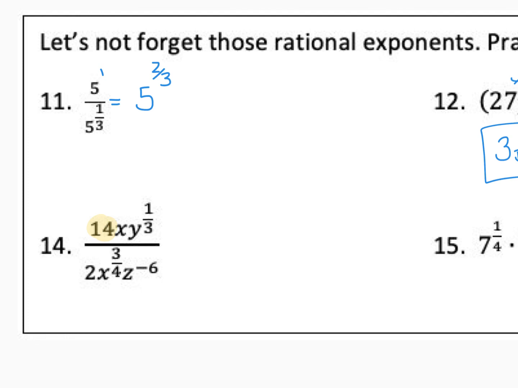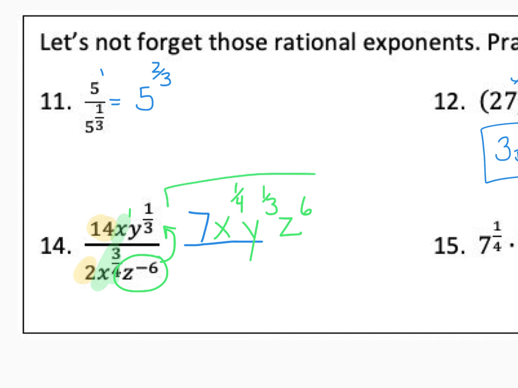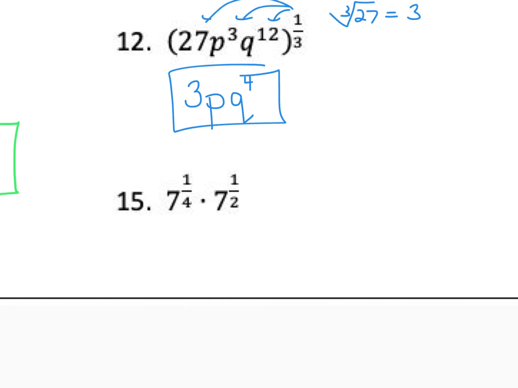All right, 14. We're going to divide our coefficients the way they always have. We don't use any special rules there. 14 divided by 2 is 7. Move on to your variables. I have an x to the first and an x to the 3/4. So the rule would be keep your base and take the top exponent minus the bottom. 1 minus 3/4 is 1/4. The y to the 1/3 has no like base, so it stays where it's at, and z to the -6 moves up to the numerator so that my exponent becomes positive. And there we go. Nothing else to do there.